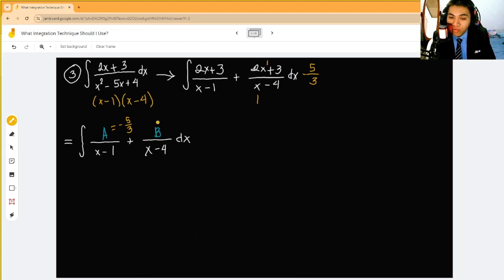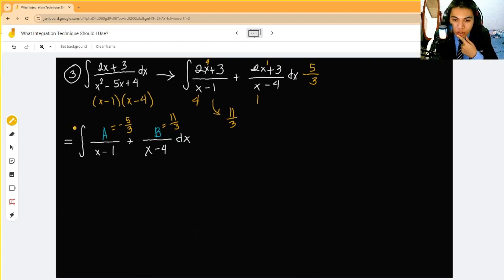Computing for B, we cover this up and ask ourselves, what makes this fraction undefined? That is when x is equal to 4, since 4 minus 4 is 0, and it will be undefined. So now we use this part of the equation right here. We put 4 here and 4 here. 2 times 4 is 8, plus 3 is 11, and 4 minus 1 is 3. So B is 11/3. I think that's how it works.